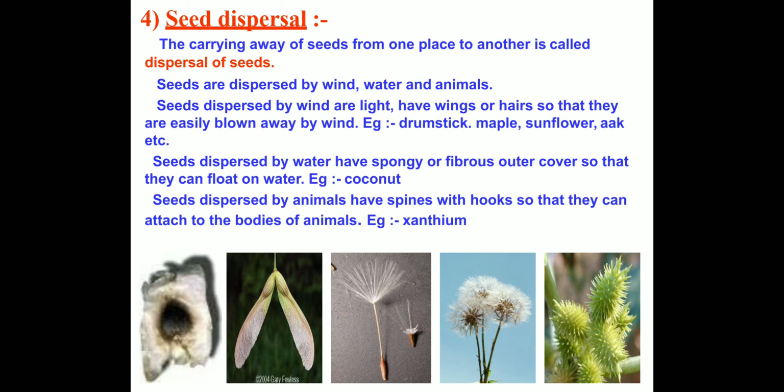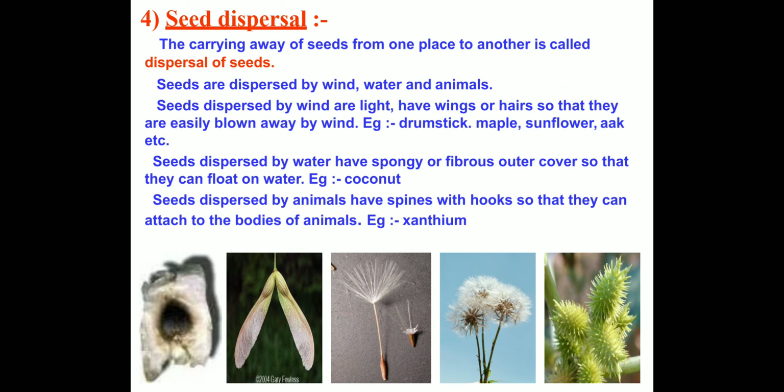Seeds dispersed by wind are light, have wings or hairs so that they are easily blown away by wind. For example, drumstick, maple, sunflower, and oak. In first figure, you can see these are the seeds of drumstick and seeds of maple. You can see seeds have wings, and in the second and third you can see the hairy fruit of sunflower and the seeds of oak.